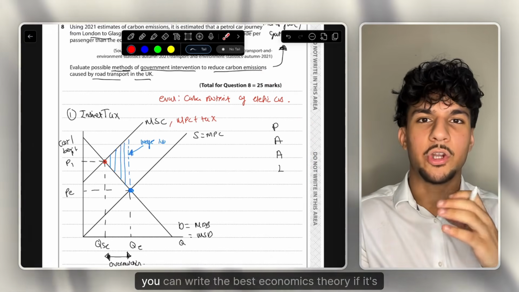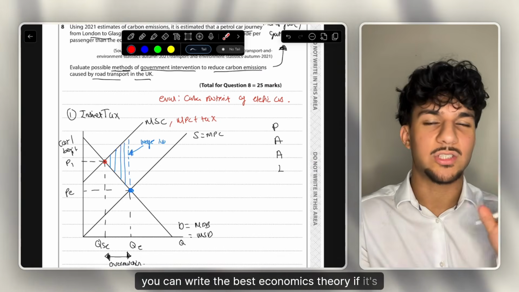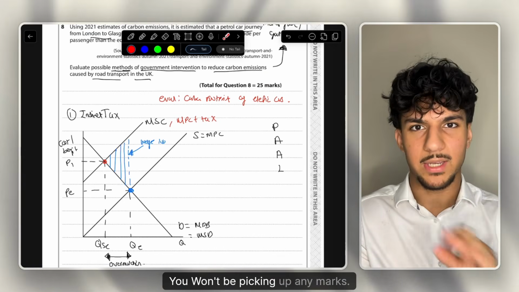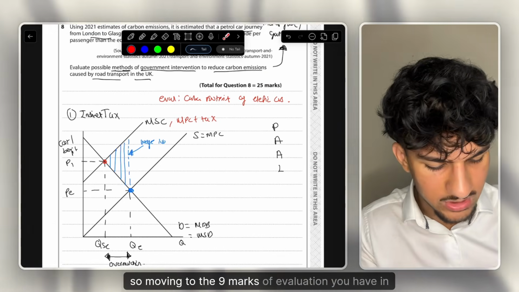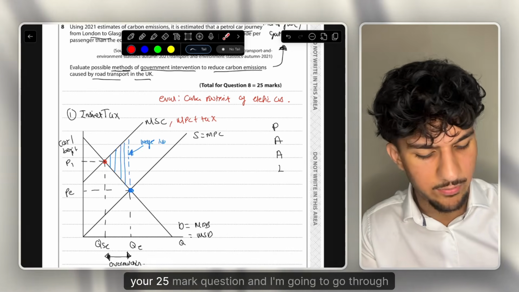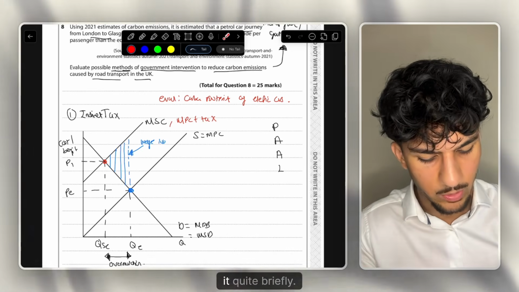Remember, you can write the best economics theory, but if it doesn't answer the question, you won't be picking up any marks. Okay, so moving on to the 9 marks of evaluation you have in your 25 mark question. I am going to go through it quite briefly.